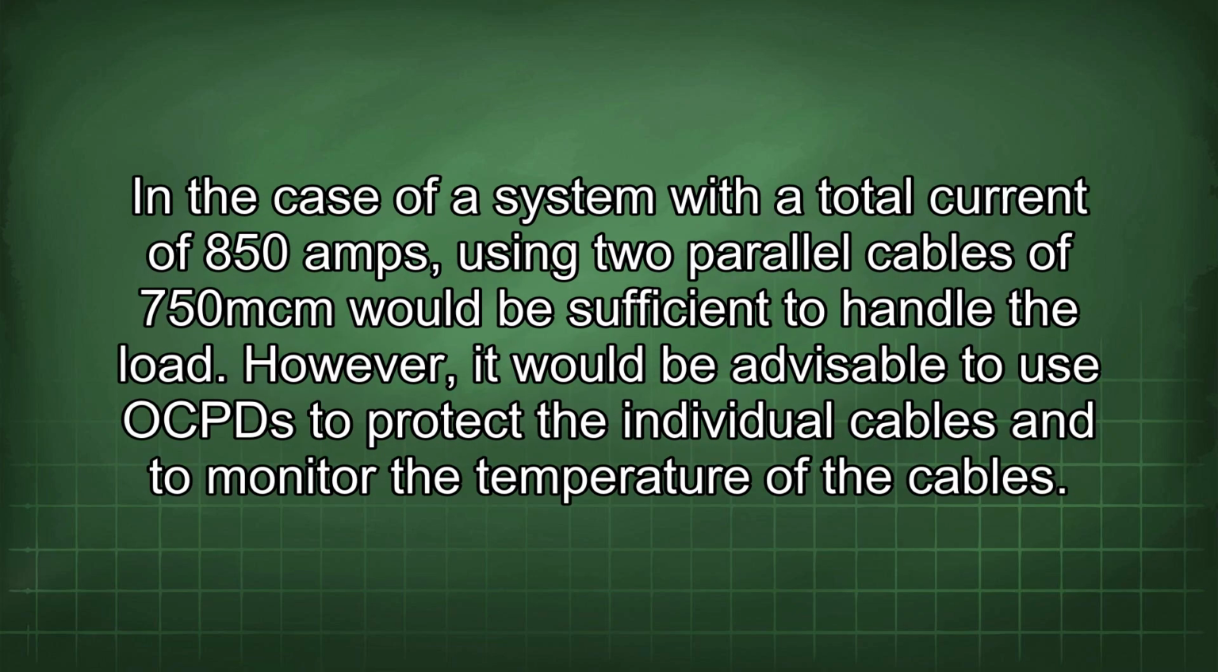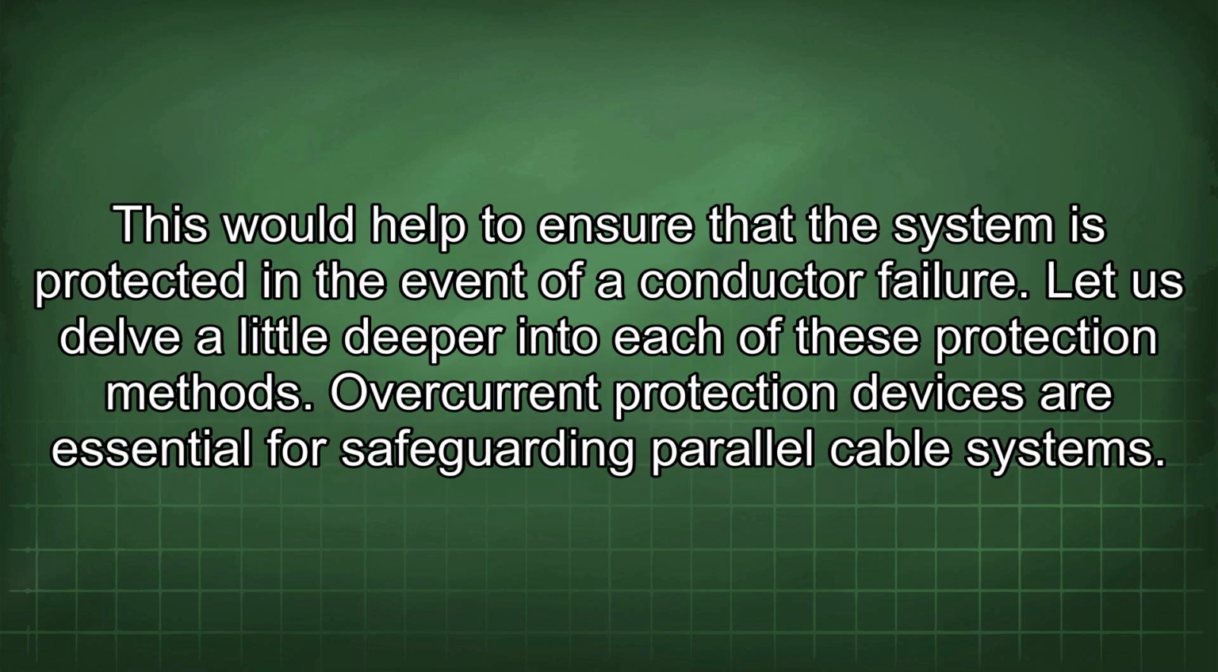In the case of a system with a total current of 850 amps, using two parallel cables of 750 ohm would be sufficient to handle the load. However, it would be advisable to use OCTs to protect the individual cables and to monitor the temperature of the cables. This would help to ensure that the system is protected in the event of a conductor failure. Let us delve a little deeper into each of these protection methods.